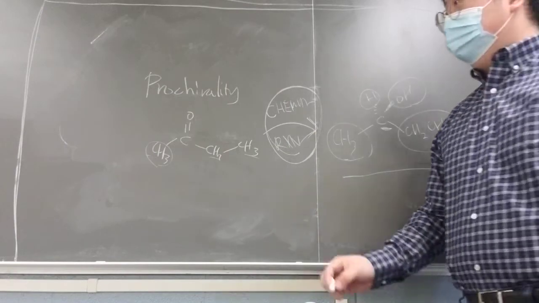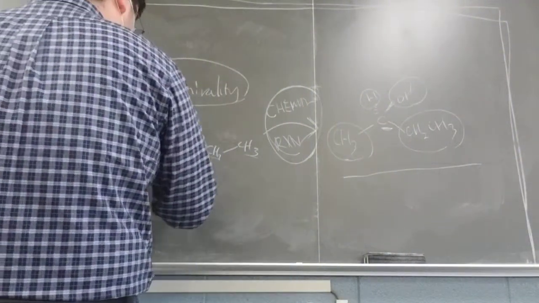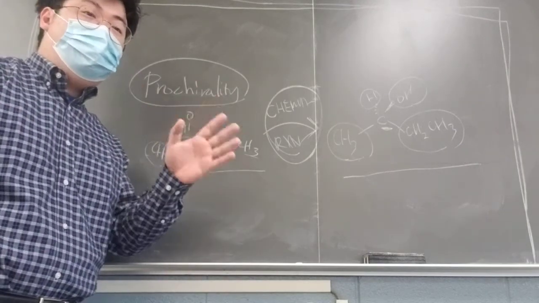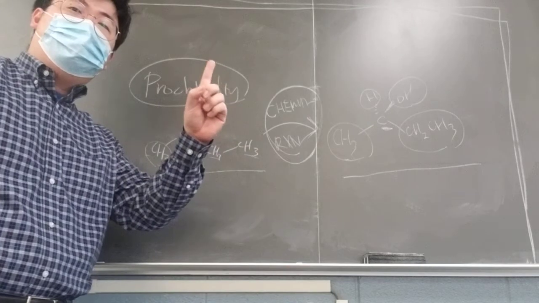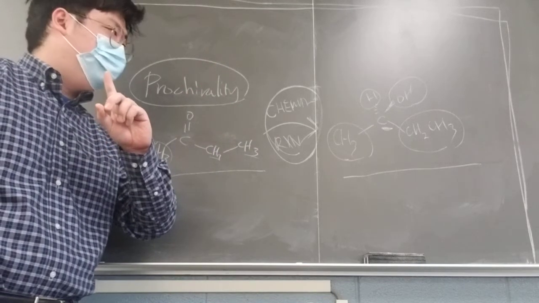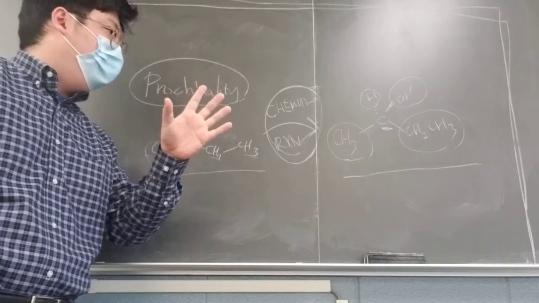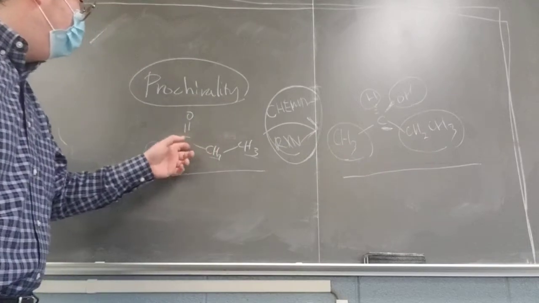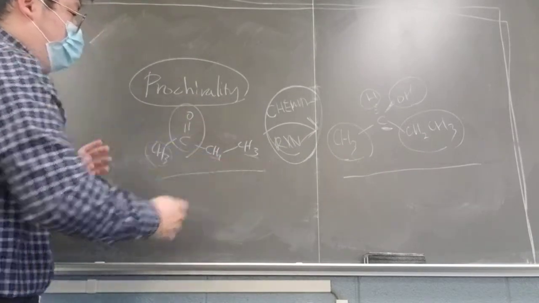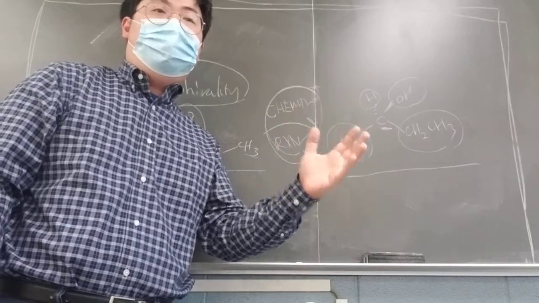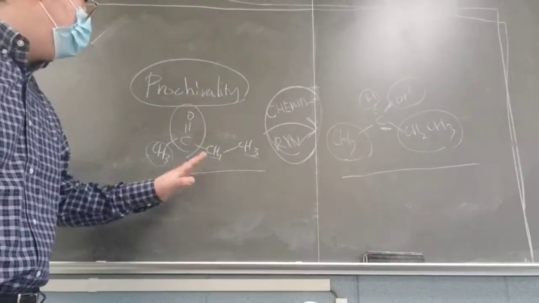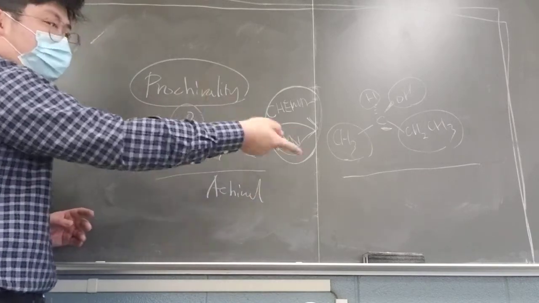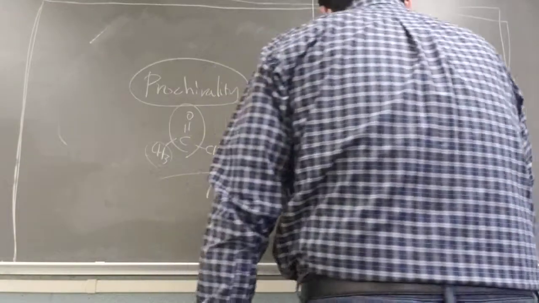So prochirality: you can say this compound is prochiral when you can have a chiral center after one step of chemical reaction. One single chemical step makes this achiral compound become a chiral compound. That compound has prochirality, or is prochiral. So it's not chiral yet, it's just achiral. But after one single step of chemical reaction, it can be chiral.